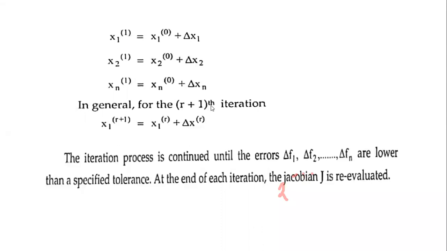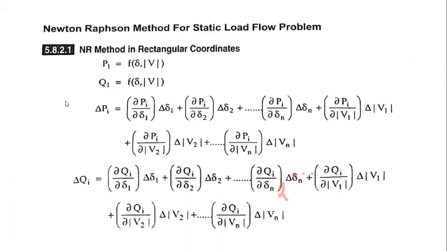Okay, for the (r+1)th iteration, x1 of r plus 1 is equal to x1 of r plus delta x of r. This iteration procedure is continued until the errors delta f2 to delta fn are lower than the specified tolerance. Okay, this is the Newton-Raphson method, the basic solution for the load flow problems.